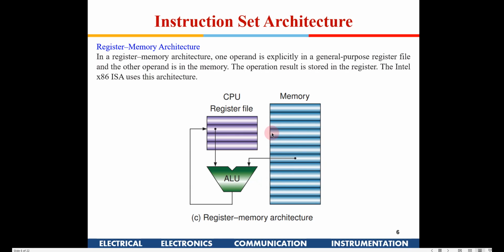And this is the architecture which we learnt in our previous class, the 8086, and which is most widely used. All the Intel processors today, from the 8086 till date, use the register-memory architecture, in which you have an arithmetic logic unit, some internal registers, and a memory.